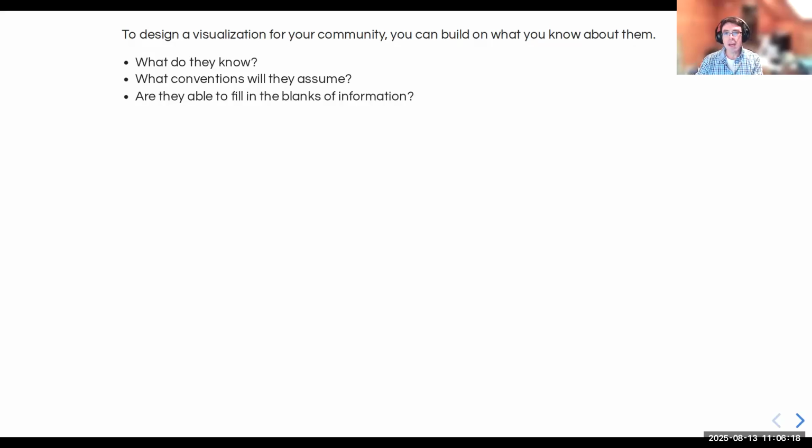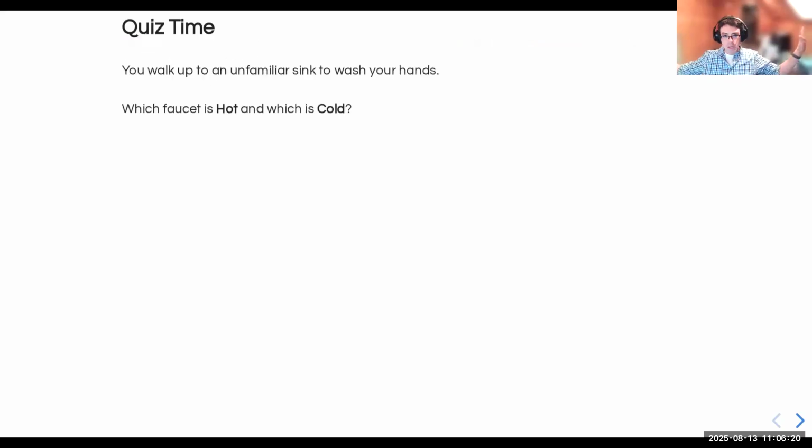always available. I want to ask you a quiz. You walk into an unfamiliar sink. Okay, and this could be in a restroom, it could be in a kitchen, it could be at a hotel, it could be anywhere. You walk up to an unfamiliar sink and you need to wash your hands. And I want to ask you, how do you know which faucet or which knob is hot and which one is cold? So go ahead and either speak up or answer in the chat. How do you make that decision? How do you know which is hot and which is cold?